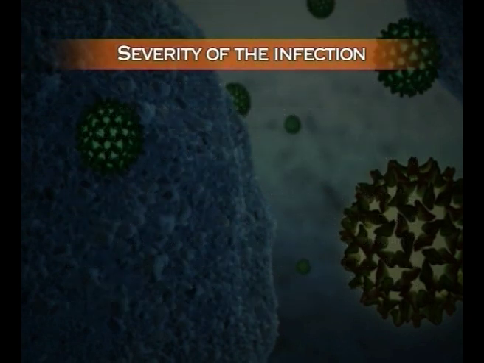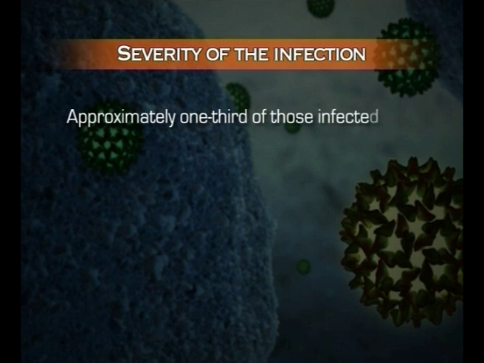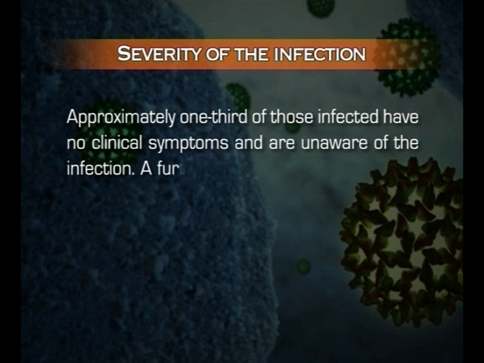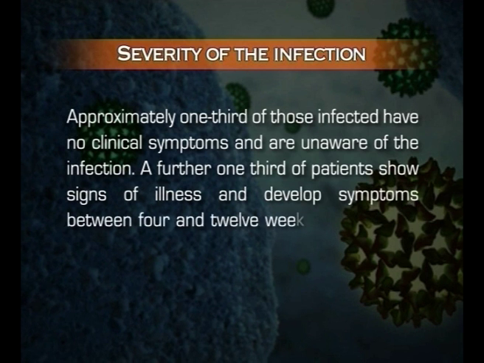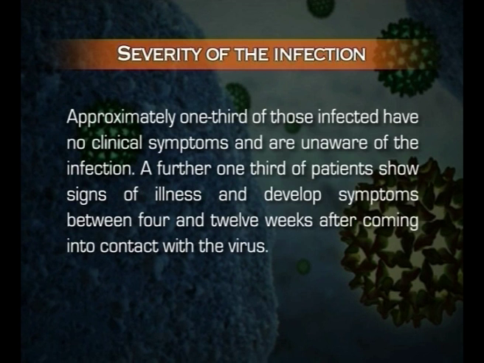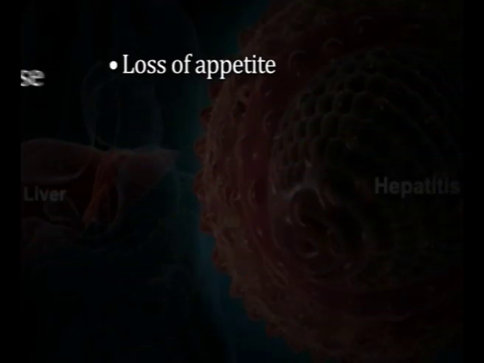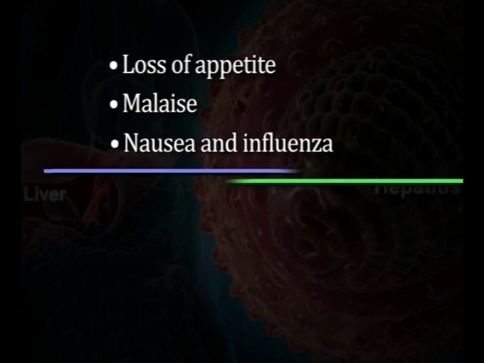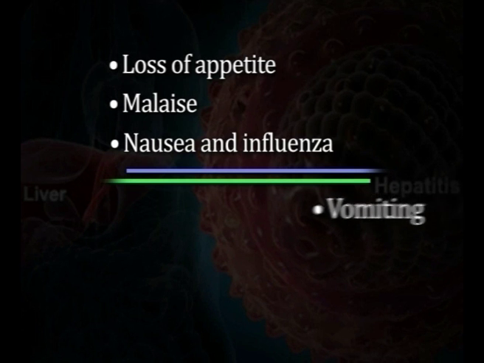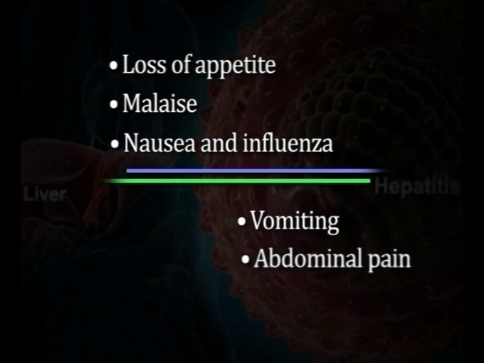Now we have severity of the infection. Approximately 1/3 of those infected have no clinical symptoms and are unaware of the infection. A further 1/3 of patients show signs of illness and develop symptoms between 4 and 12 weeks after coming into contact with the virus. Symptoms include loss of appetite, malaise, nausea, and influenza. Another 1/3 develop more serious symptoms, for example, vomiting, abdominal pain, and jaundice.